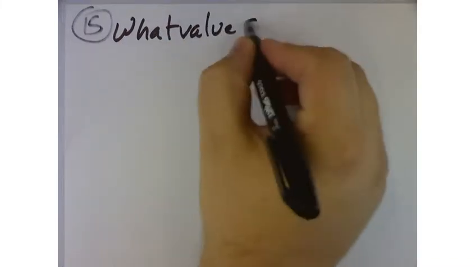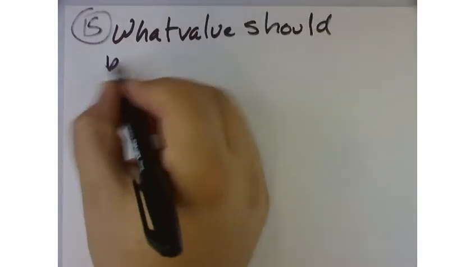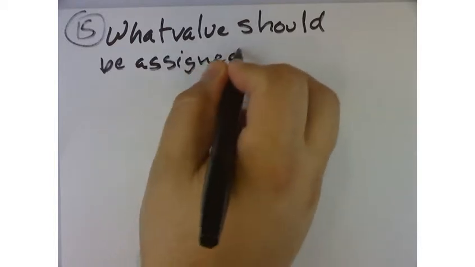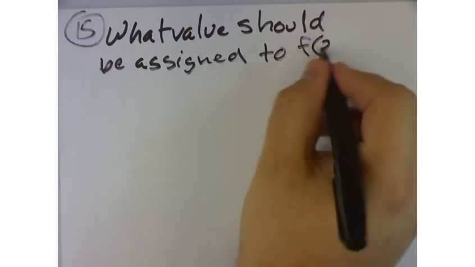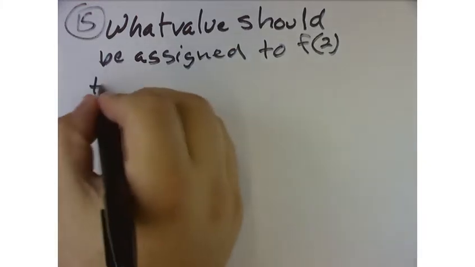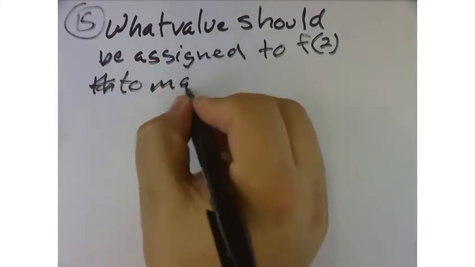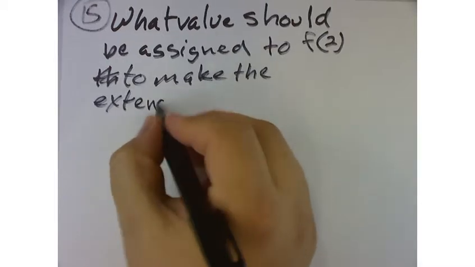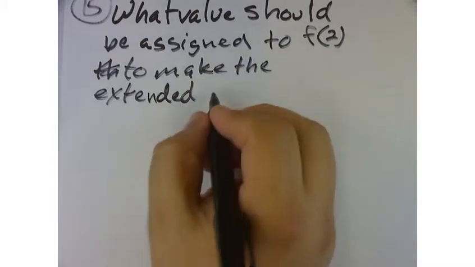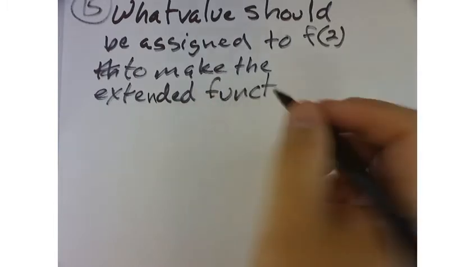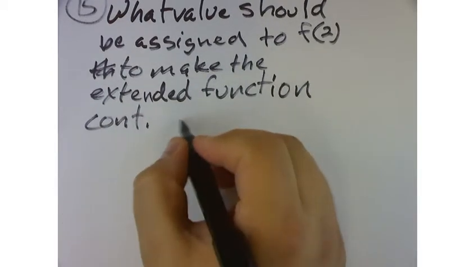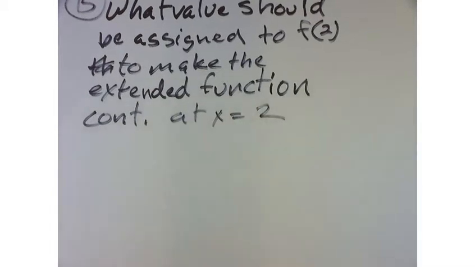Question number 15 says, what value should be assigned to f of 2 to make the extended function continuous at x equals 2. And I'm just going to put the picture of the function up here.